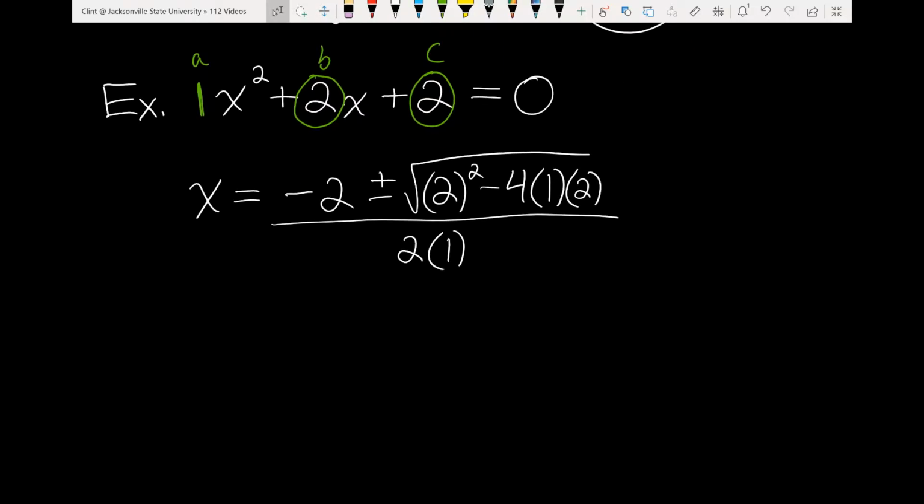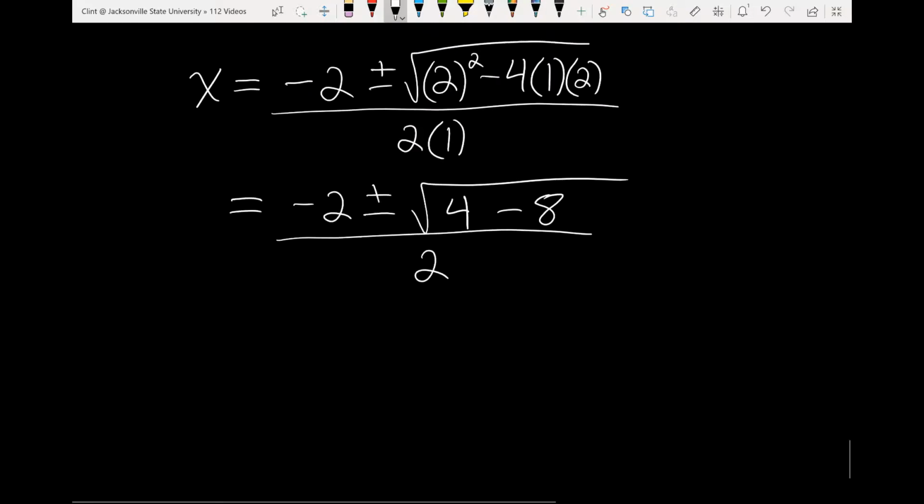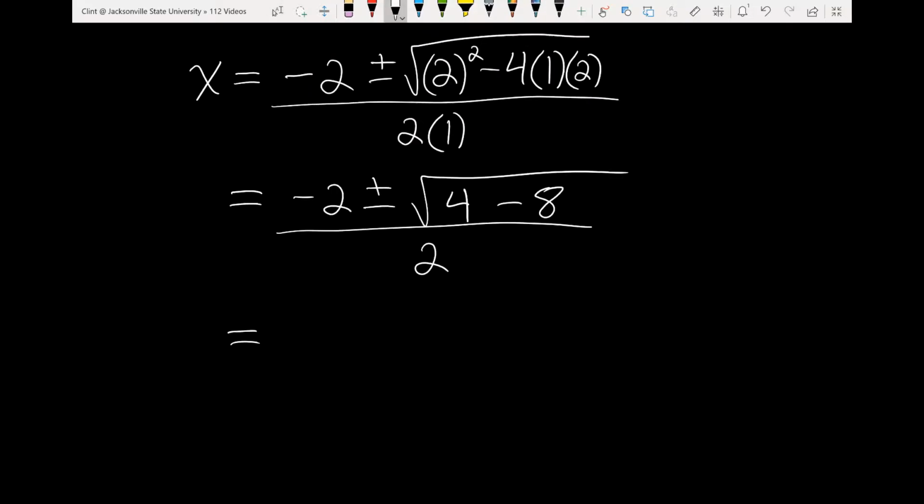So start simplifying. Beneath the radical, 2 squared is 4. Then we have negative 4 times 1 times 2, negative 8. Bottom is 2. So negative 2 plus or minus the square root of negative 4, over 2. So now notice we have a negative underneath the radical.